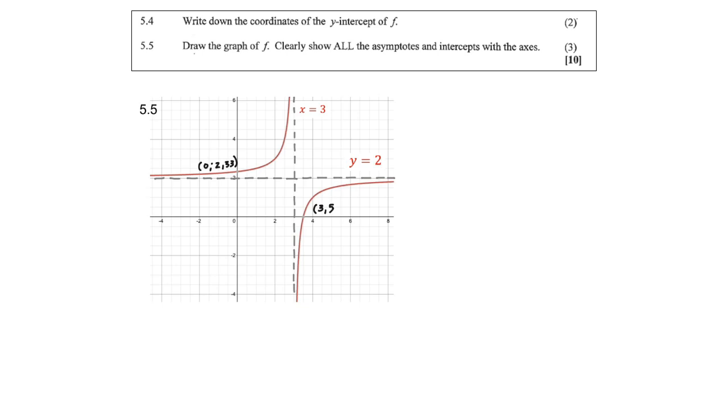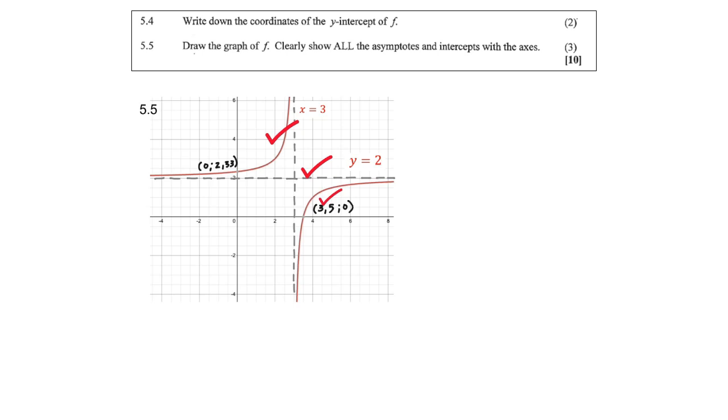Let's look at the mark allocation. You get 1 mark for the correct asymptotes. Then 1 mark if the intercepts with the axes are clearly indicated, and then 1 mark for the shape of the graph if it's drawn in the correct quadrants.